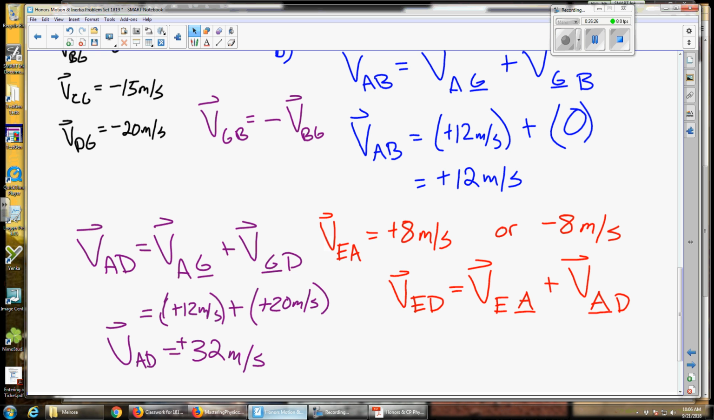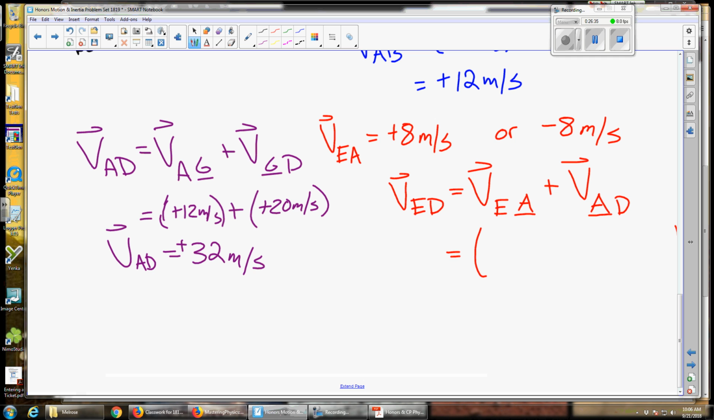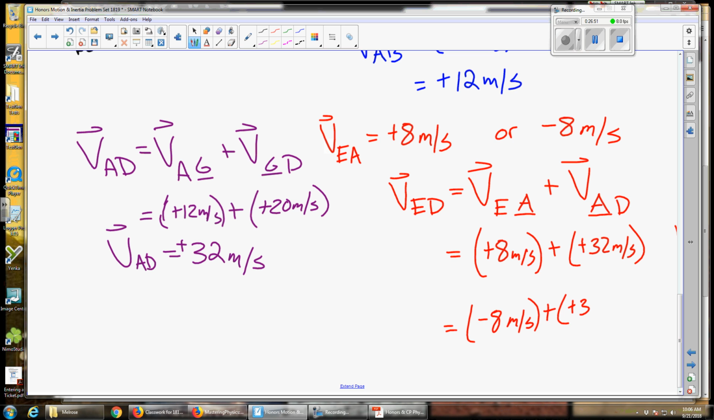So now I can substitute it back over here. I've got to do this twice. I can do it with positive 8 meters per second, and then I've got positive 32 meters per second. And then I need to do it a second time with negative 8. Good? All right.